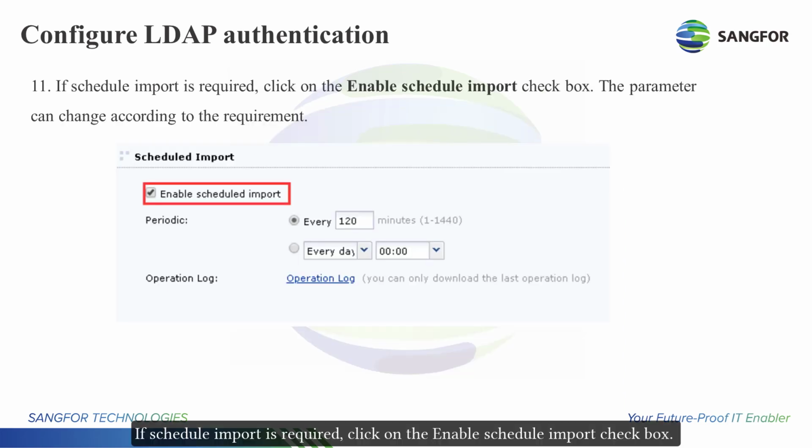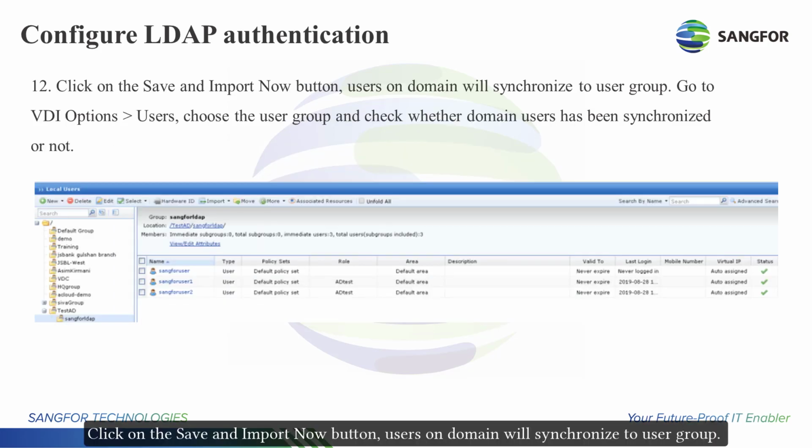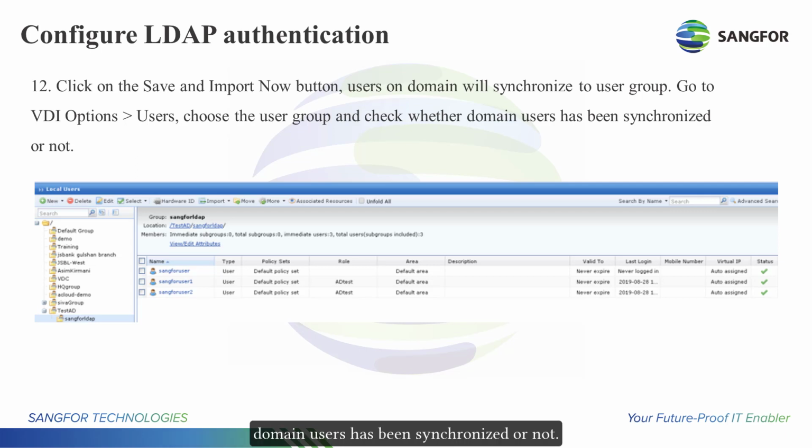If schedule import is required, click on the Enable Schedule Import checkbox. The parameter can change according to the requirement. Click on the Save and Import Now button. Users on domain will synchronize to user group. Go to VDI Options, Users, choose the user group and check whether domain users has been synchronized or not.